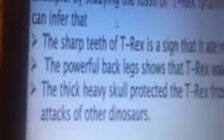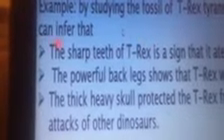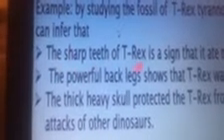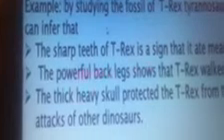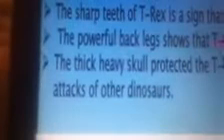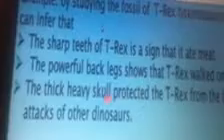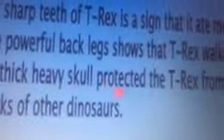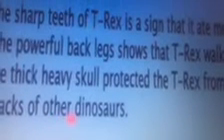For example, by studying the fossil of T-Rex, scientists can infer that the sharp teeth are a sign that it ate meat. The powerful back legs show that T-Rex walked on two legs. The thick, heavy skull protected the T-Rex from the bites and attacks of other dinosaurs.